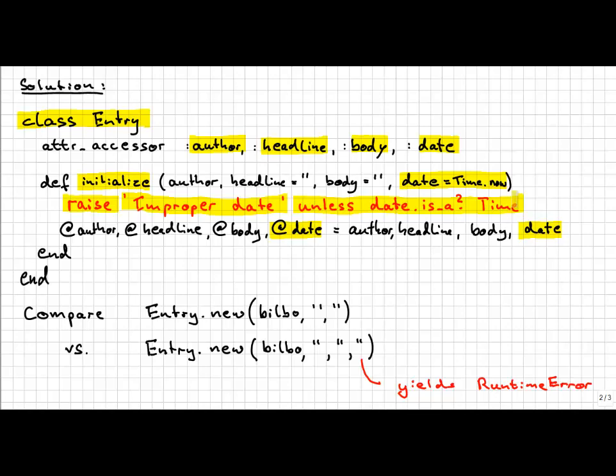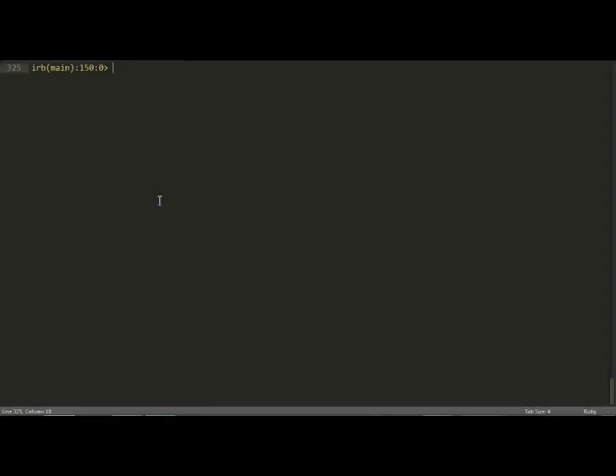And so this is now easy to see if we compare setting up a new entry without a date or time specified, and compare this to an entry where we do specify, let's say, an empty string. This will yield a runtime error. So let's modify the entry class and its initializer to raise an exception if the date object is improperly initialized.